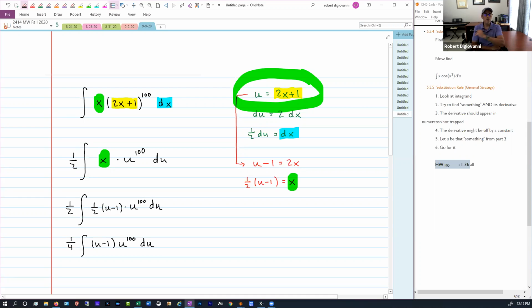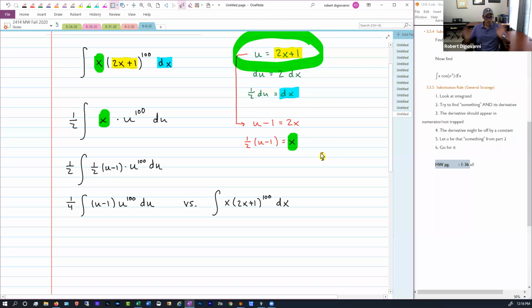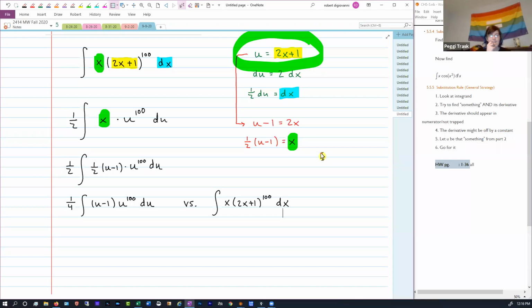So this is a critical moment in the problem. I'm going to do that, and I'm going to say versus the original problem. There was the original problem right next to it, and there's the new problem. So Peggy, is the one on the left that you've generated for us any better than the one on the right? Not really. Look harder.